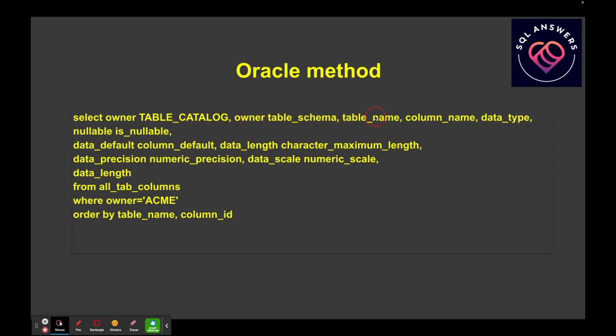Then you've got your table name, your column name, your data type, again, whether or not it's nullable, the data default value, the data length, that's your character maximum length, data precision, and your data scale. And then again, we're going to keep it all organized. We're going to order by the table name and the column ID.